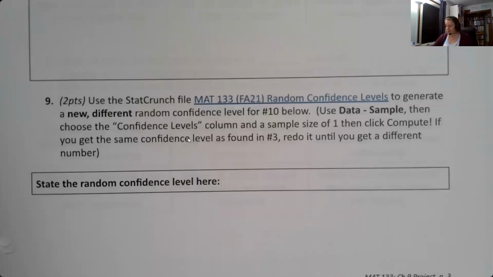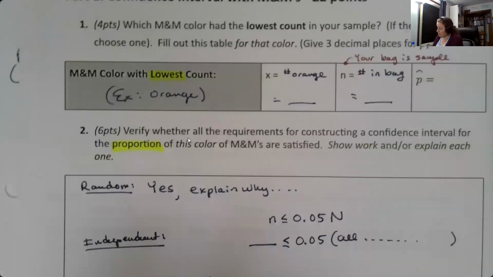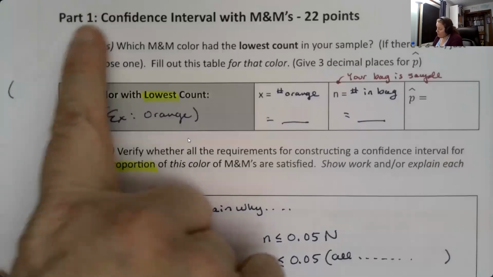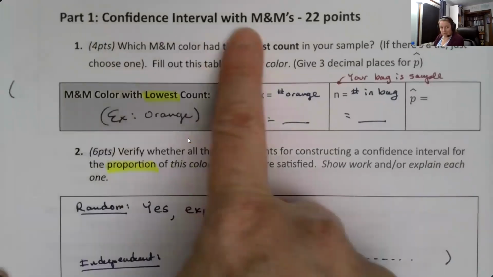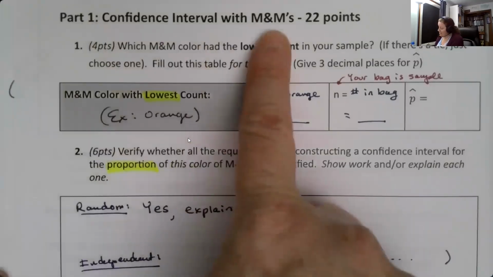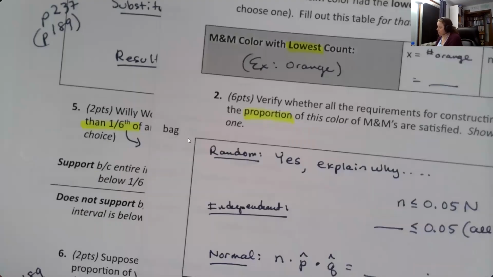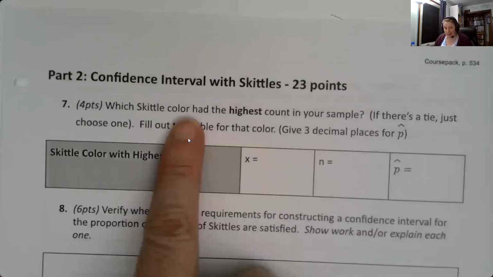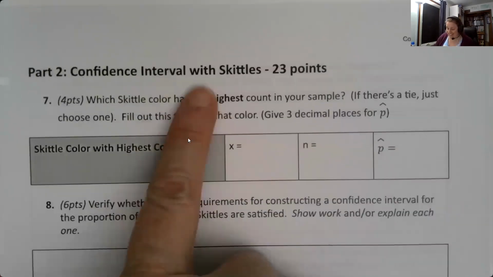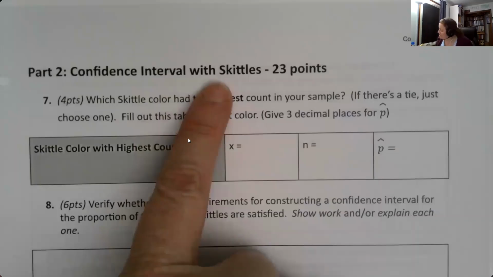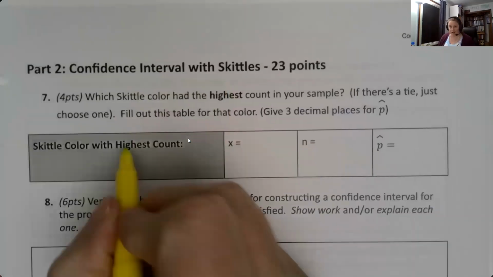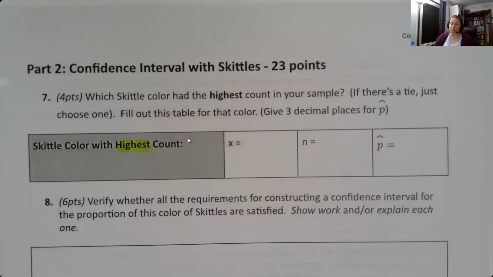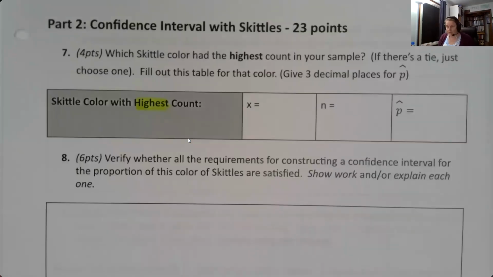Okay, now, look. Part 1, the first 2 pages. Part 1 is a confidence interval with M&Ms. So you did this thing, you verified requirements, and then you did this formula substitution thing. Part 2 is doing it all again, but with Skittles. It's the same stuff, but you're going to do Skittles and you're going to do the highest color. So, I don't know, purple, and then you kind of go from there, right?